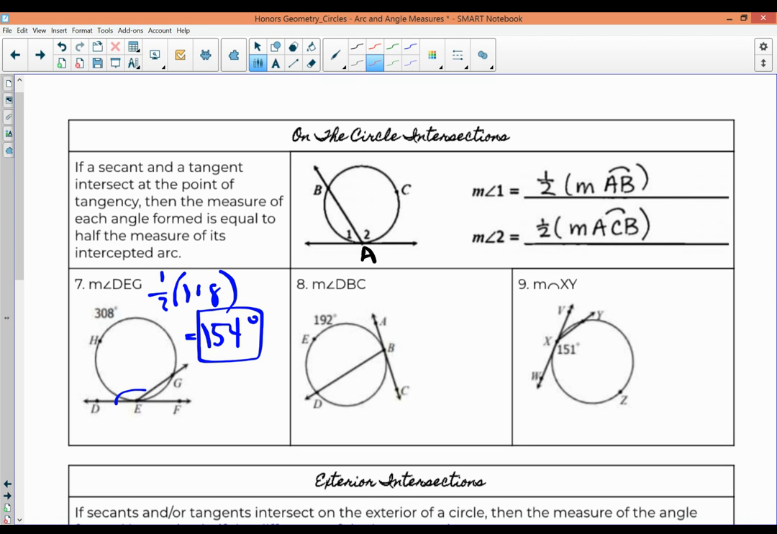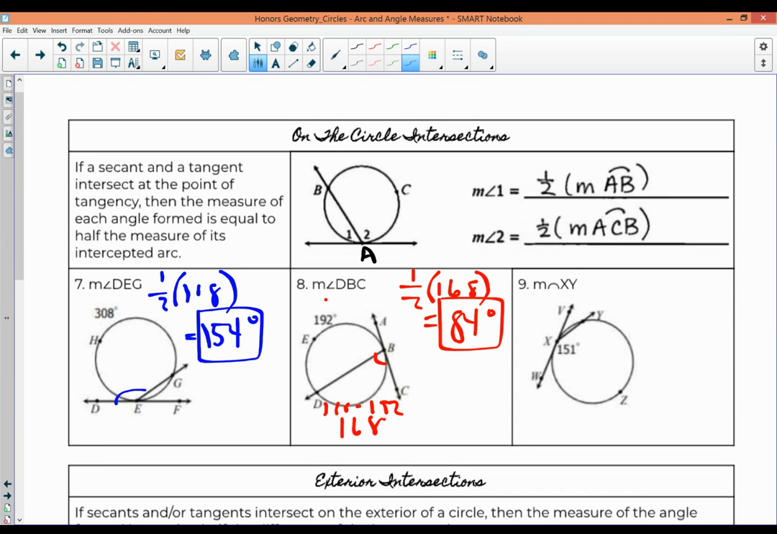Now here I'm looking for the measure of angle DBC. So look here. I don't have the measure of that intercepting arc, but I do have the arc over here, 192. So I just do 360 minus 192 to get 168. So that's the measure of the intercepting arc over here. And then half of 168 is 84. So the measure of angle DBC is 84 degrees.